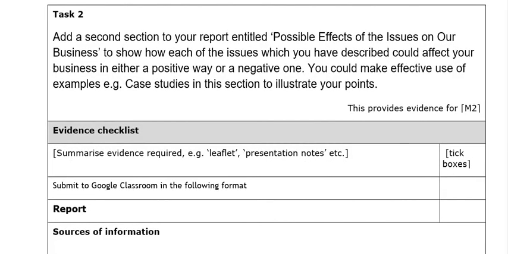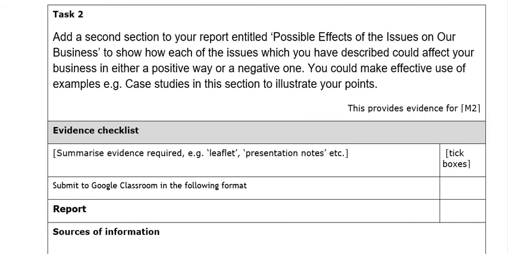So for task 2, you're going to add a second section to your report entitled Possible Effects of the Issues on Our Business. I would suggest that you use exactly that title, maybe even add M2 as part of that title, so it's easy for not only myself but particularly the external verifier to actually find that additional evidence. So in here we're going to expand your report.